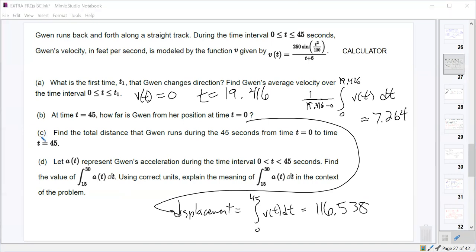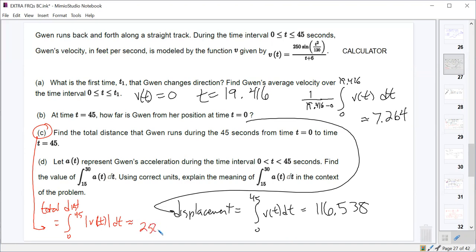Part C asks for the total distance traveled. So the total distance ought to be the integral from 0 to 45 of the absolute value of v of t dt, right? The absolute value gives us the speed, the integral of speed gives us the total distance. So let me put in my absolute values here and see what that becomes. Looks like 250.099. Everybody good with that? Setup there?